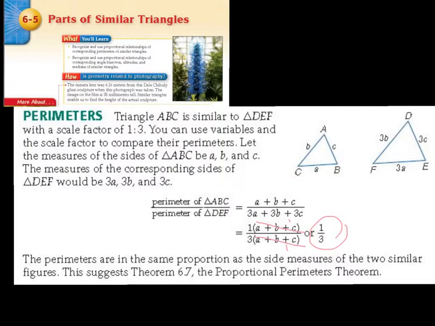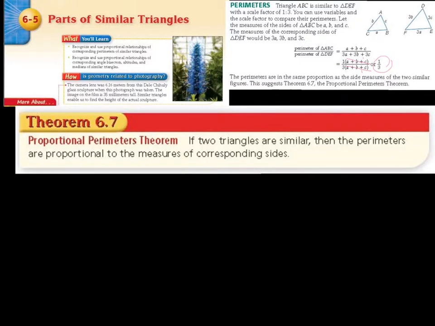This suggests Theorem 6.7, the Proportional Perimeters Theorem. Theorem 6.7 states: if two triangles are similar, then the perimeters are proportional to the measures of the corresponding sides.